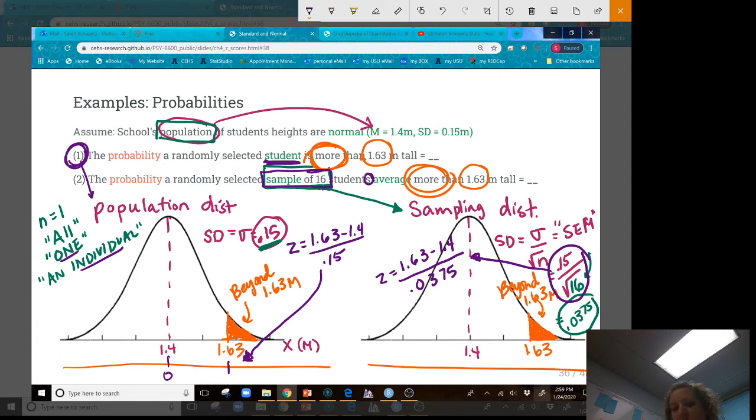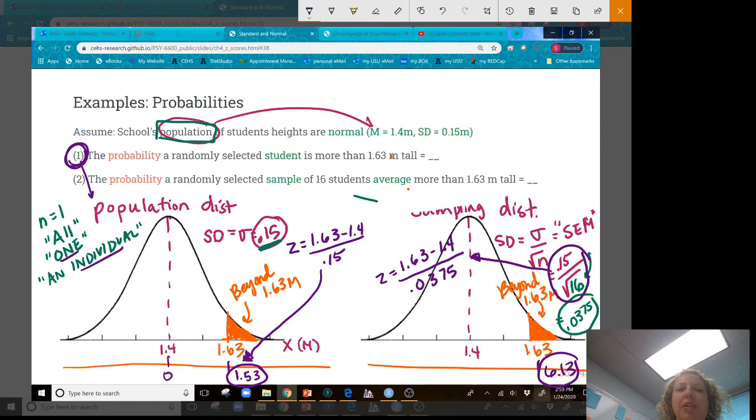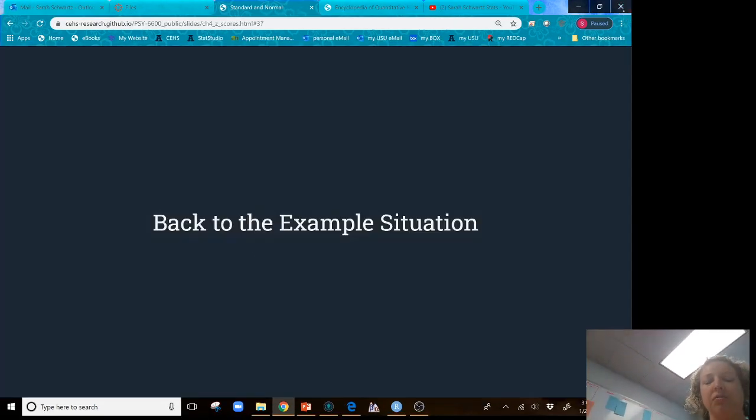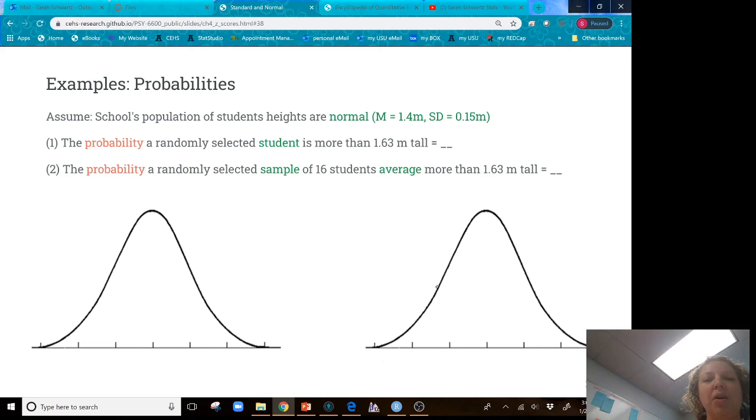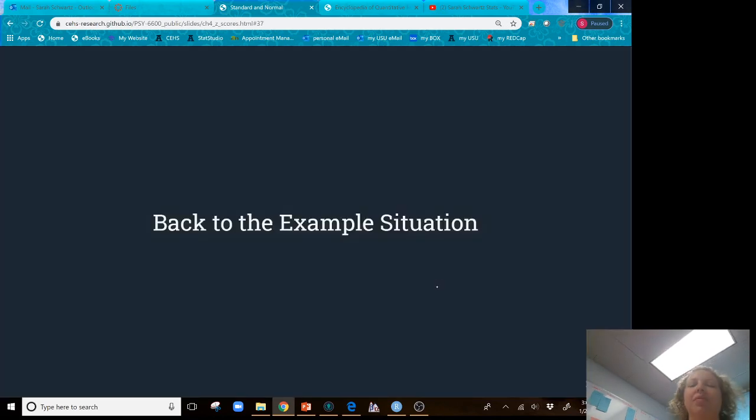So in this first one, we get a z-score of 1.53. And the second one, we get a z-score of 6.13. Very, very different z-scores. So let's go to our z-table and see what it says.